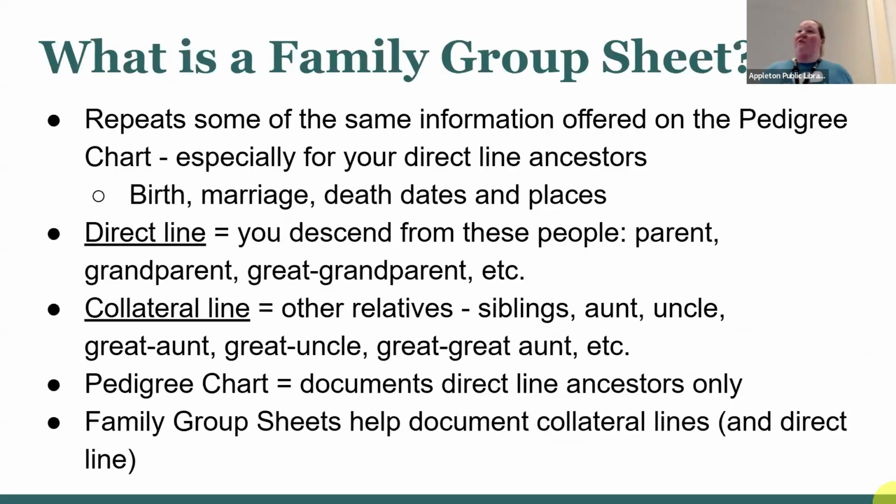So of course it repeats a little bit of information that's still on the pedigree chart, but it's primarily for your direct ancestors in the pedigree chart. So the direct ancestors are those people that you descend from. So it's your parent, your grandparent, your great-grandparent. Well, thankfully, on the family group sheet, it also lists collateral line ancestors. Those are going to be the other relatives, your siblings, your aunts, your uncles, your great aunt, your great uncle. Those people you might not directly descend from, but they're still a part of your family and they're still very important. So the thing to remember is that the pedigree chart is really for your direct ancestors. The family group sheet is those collateral lines as well as your direct ancestors.